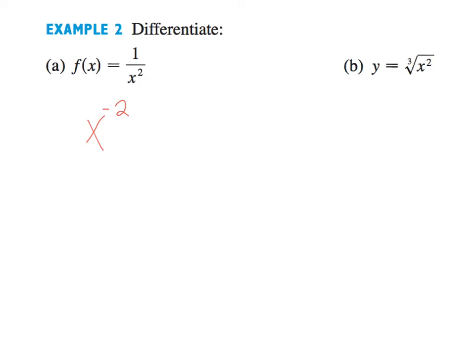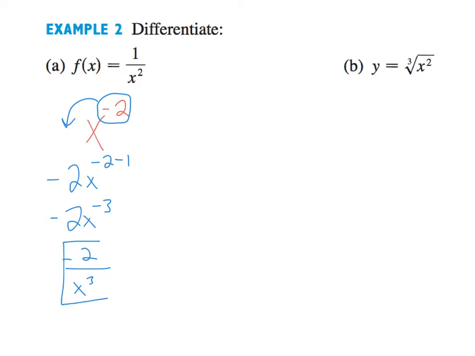Knowing that our exponent now becomes the coefficient in front, it would become negative 2x, and remember it's 1 less power, so negative 2 minus 1 power, which becomes negative 2x to the negative 3. Now normally we don't write it with negative exponents, so we might want to simplify this to be negative 2 all over x to the third, quicker than our limit definition.